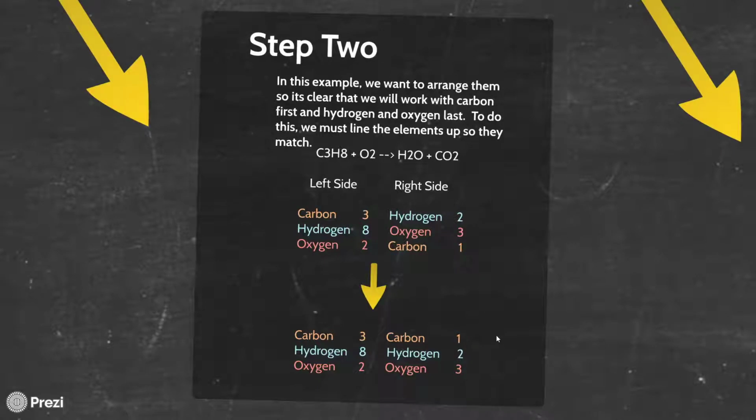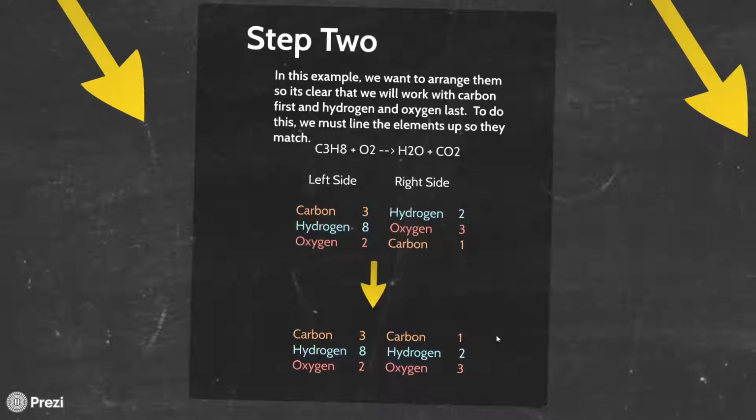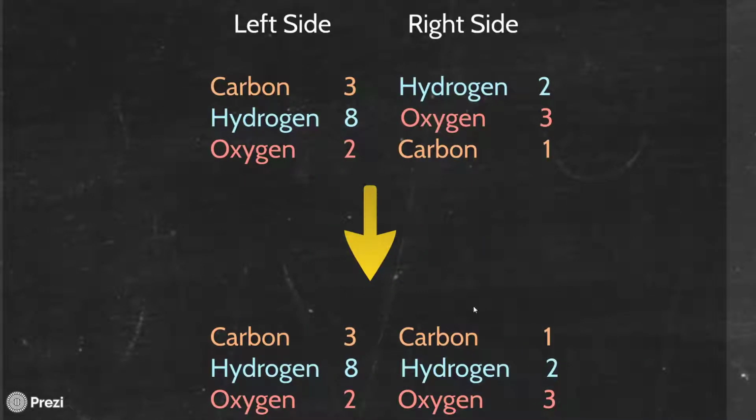All right, step 2 is arranging it so it's going to be easier to balance. And what you're going to do there is make sure that the elements are lined up with one another. So in the beginning here, we had carbon, hydrogen, oxygen on the left, and on the right, we had hydrogen, oxygen, carbon. That's going to make it harder to balance because we're going to have to look diagonally instead of directly across. So we're going to go ahead and change it so that it's directly across.